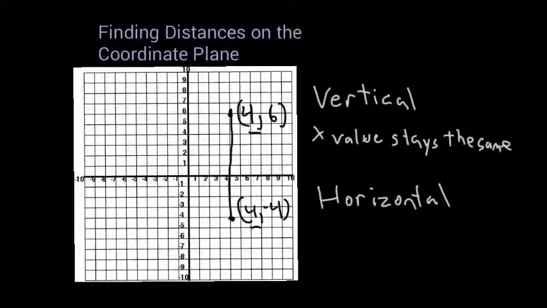Now let's look at a horizontal line. There's a point there and a point there, and I got a horizontal line. My first point is at negative 6, negative 7. My second point is at 2, negative 7. So you notice here that my y value didn't change. So in order to form a horizontal line, your y value stays the same.